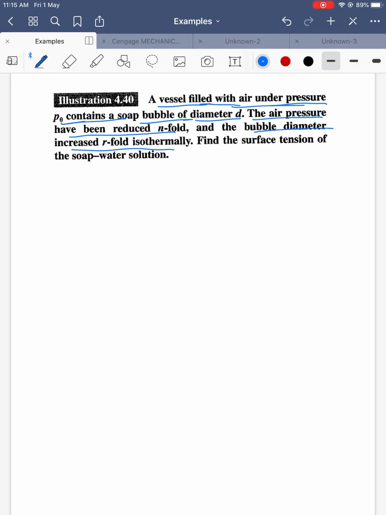The process is isothermal, which means temperature remains constant. Okay, first let's write out what he is asking. A vessel is filled with air, so the outside pressure is P0, and it contains a soap bubble of diameter d. So the pressure inside the bubble is equal to P0 plus 4T by R, where R is d by 2, which is P0 plus 8T by d. So that is the first expression.